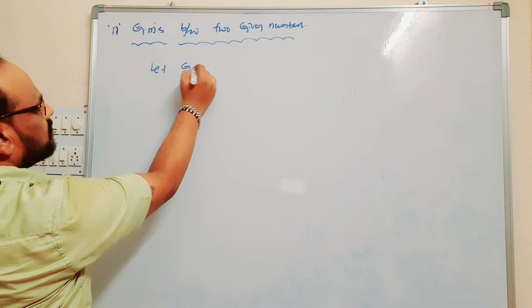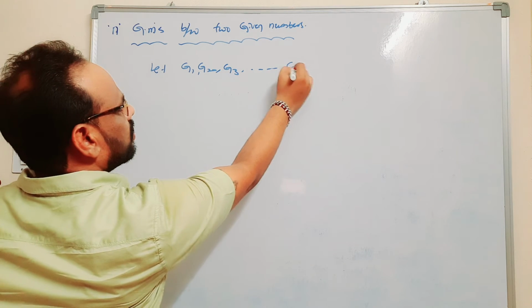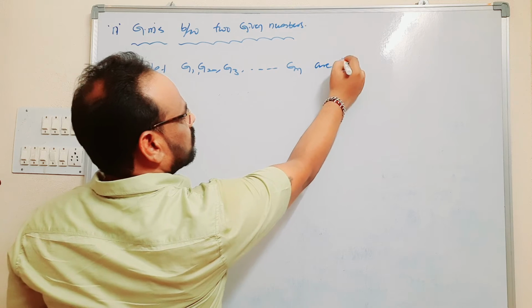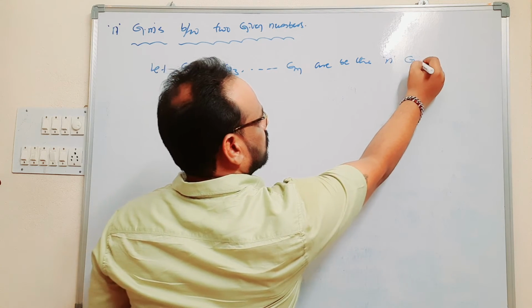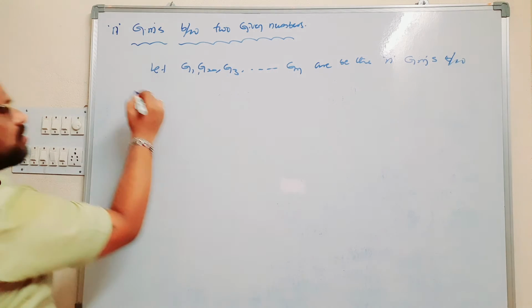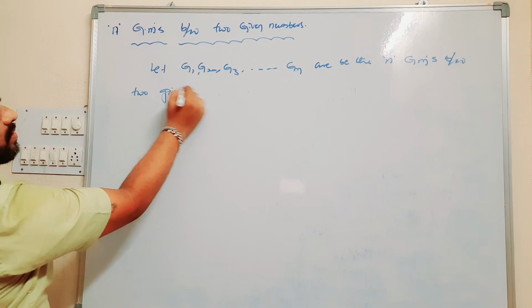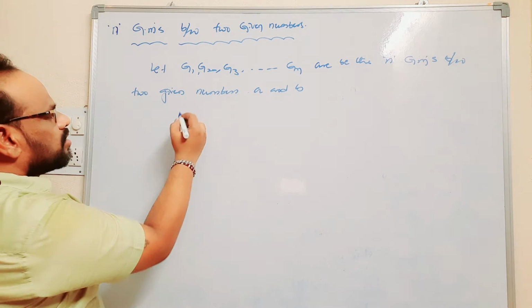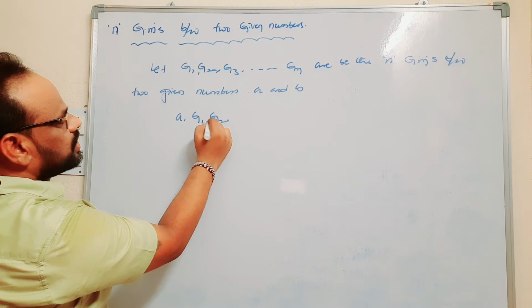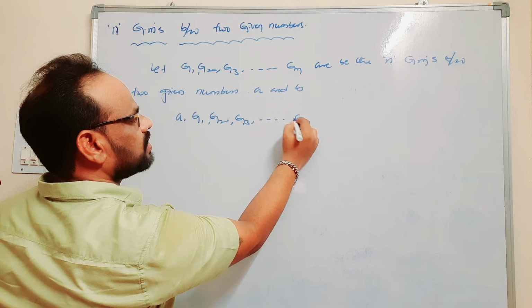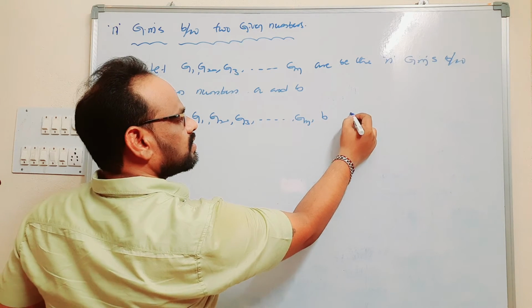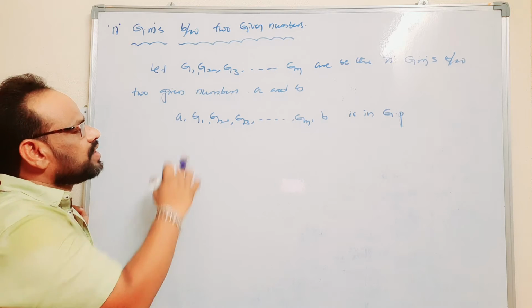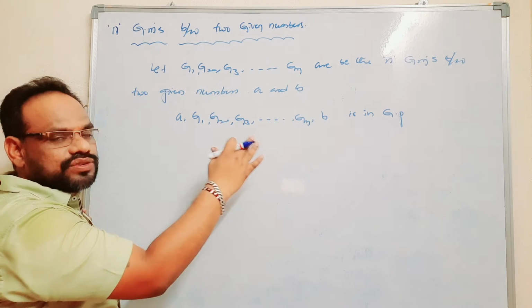Let G1, G2, G3, and so on Gn be the n geometric means between two given numbers A and B. That means A, G1, G2, G3, and so on Gn, B clearly are in geometric progression. We want G1, G2, G3, G4 and so on Gn.